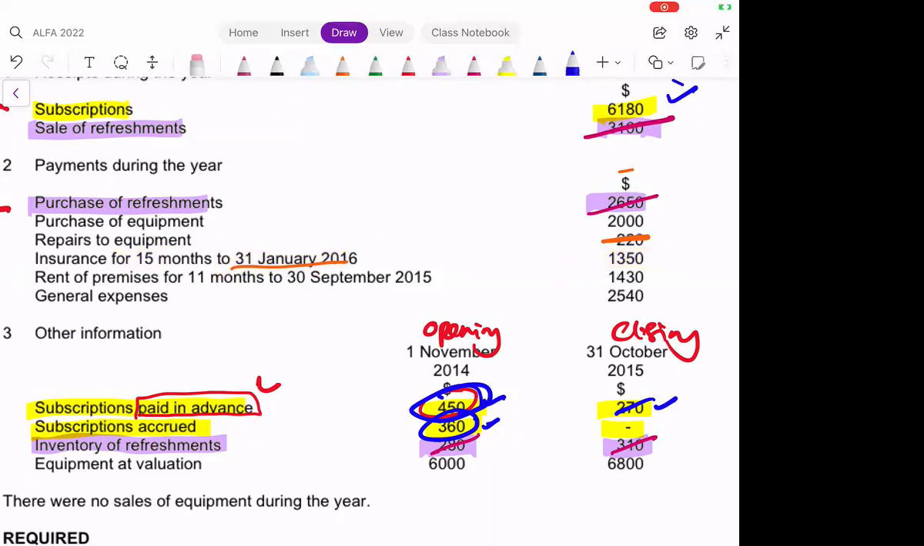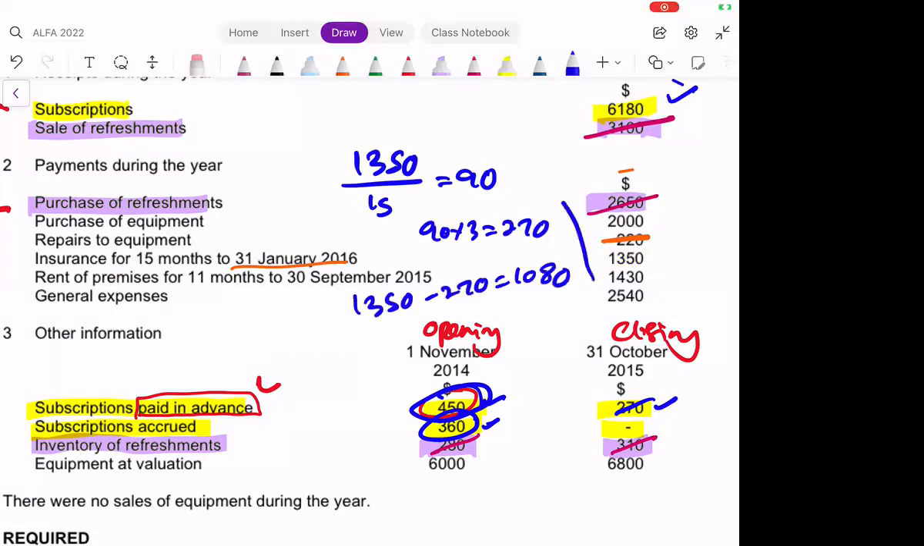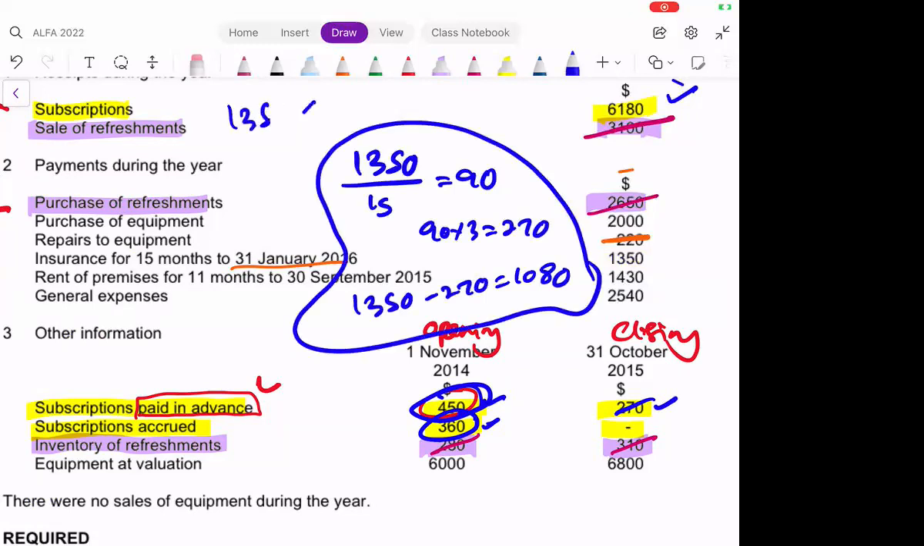So there are two ways of calculating. One, 1350 divide 15, you get 90. Then 90, how many months extra? 3 months extra, so 90 times 3, you get 270. Then 1350 minus 270, you get 1080. You can do like this, or the shortcut is 1350 times 12 over 15. Straight away you get the answer. Up to you how you want to do. The students who asked me to repeat, you okay or not? You understand?